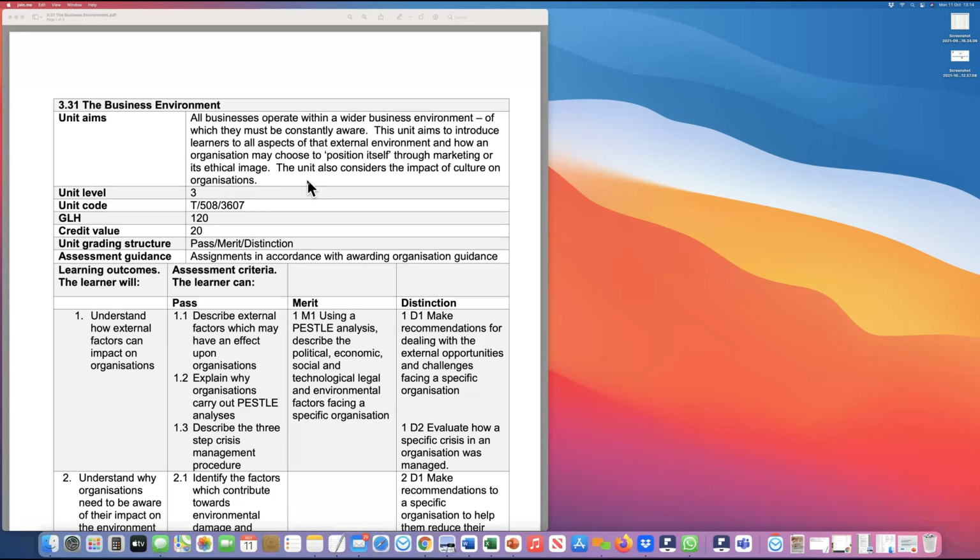So this particular unit is quite important because when we work in companies, organizations or businesses today, it is important for us to understand the context of where the business operates, how it operates, and what the factors are which can affect the working of the business.